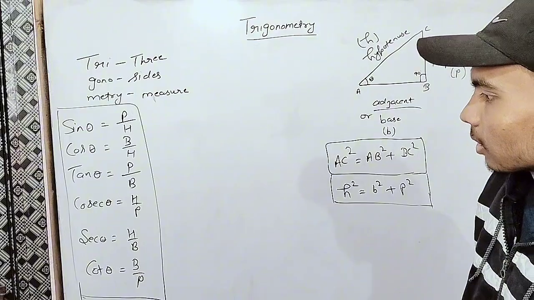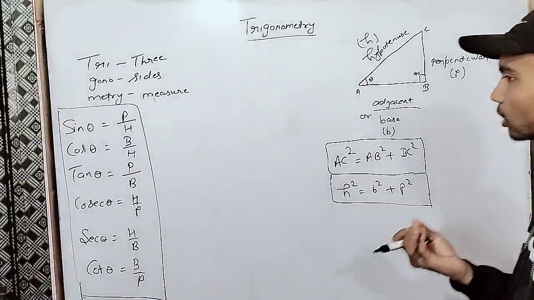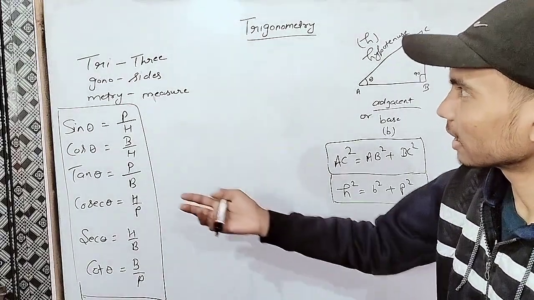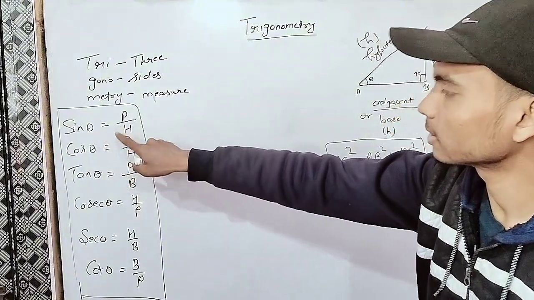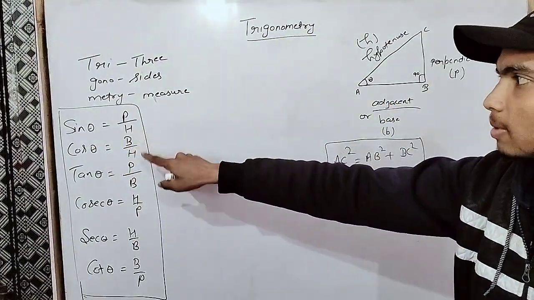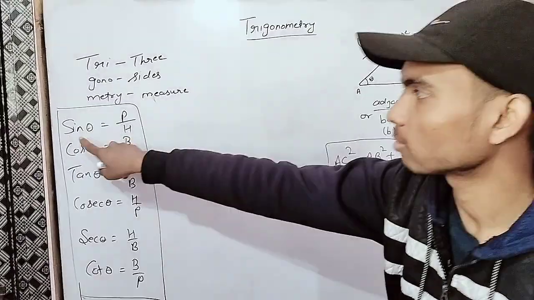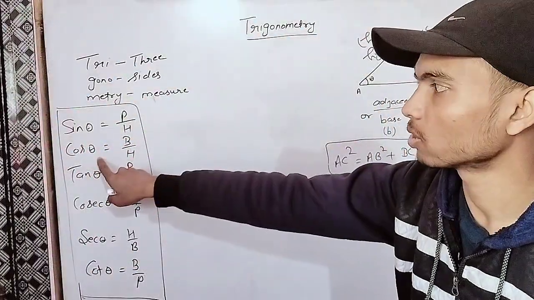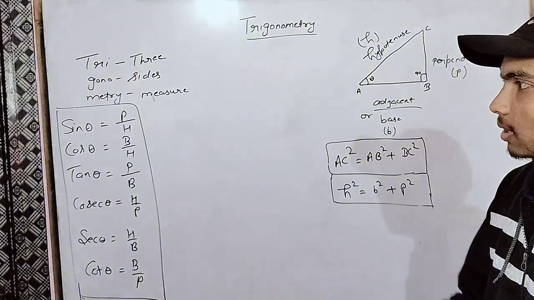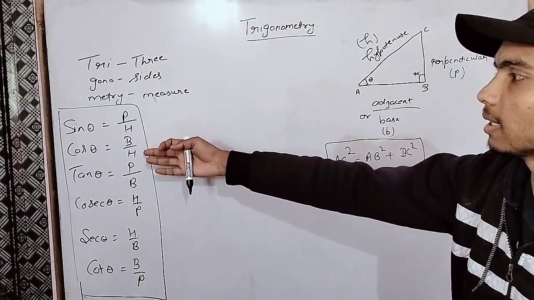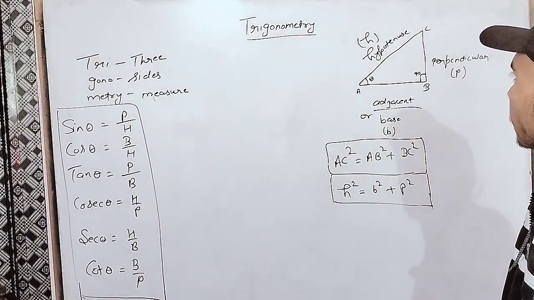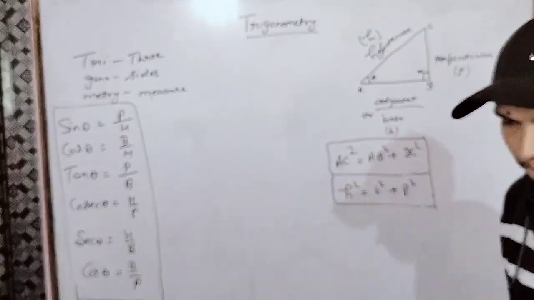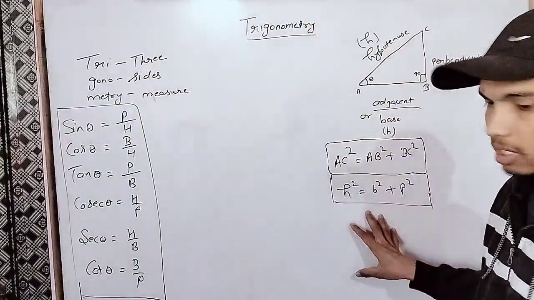Clear. You have to remember this. I told you that tan is a slope. Sine is P by H, and the opposite of this is cosec, and the opposite of cos is sec. So we just have to take this ratio as the opposite. Clear? One second. This is the Pythagoras theorem.